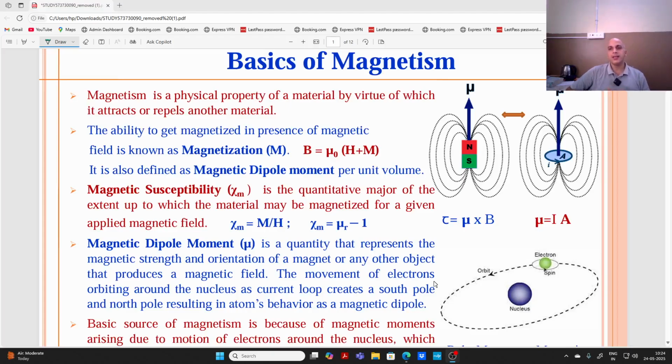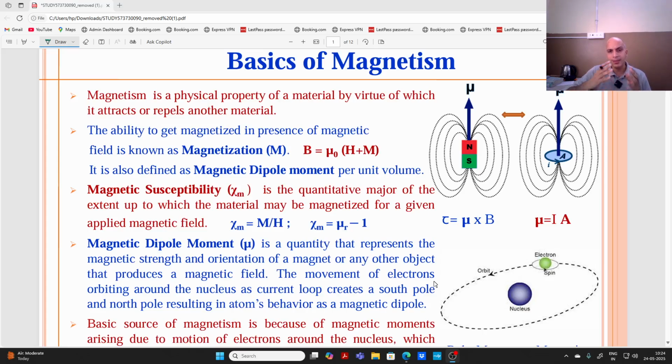So in this lecture, I am going to take up the next unit of solid state physics, and the unit is magnetic properties of the matter, right? How matter behaves differently when we apply a magnetic field on it, right? So according to that, we have different types of materials: diamagnetic, paramagnetic, ferromagnetic, antiferromagnetic, ferrimagnetic, right?